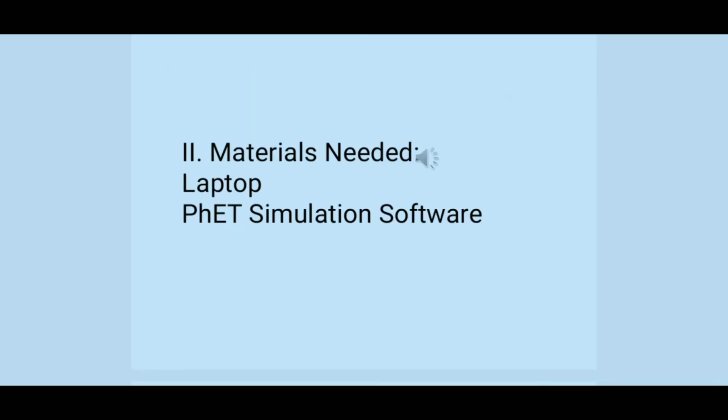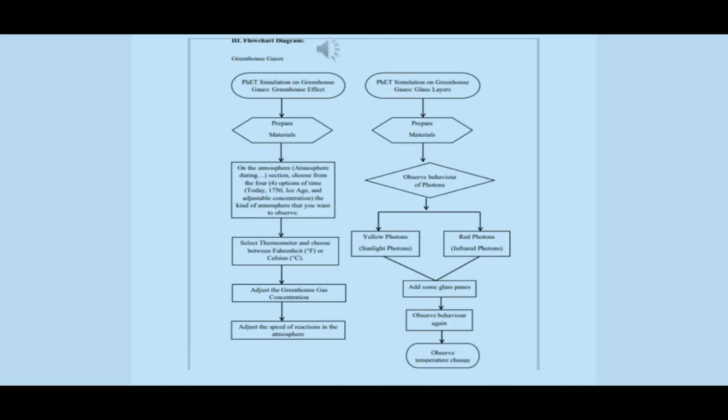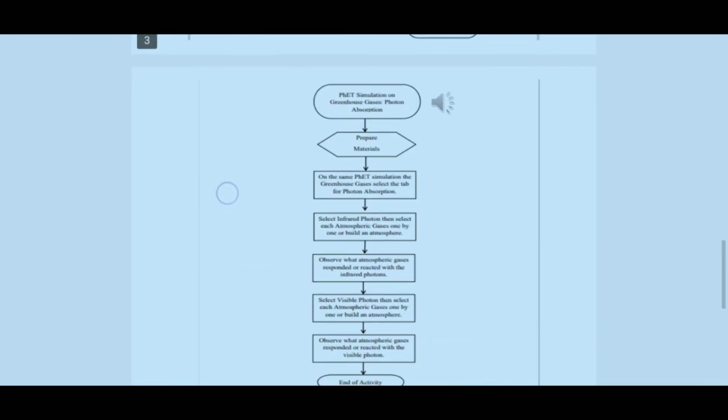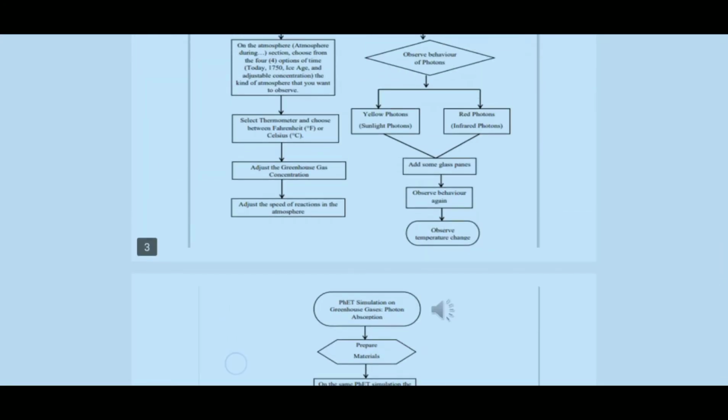The materials needed in this activity. Number 1, the laptop, of course, and then the PhET simulation software. The flowchart diagram. So in this activity, there are 3 flowchart diagrams, which are the greenhouse effect, glass layers, and the photon absorption.